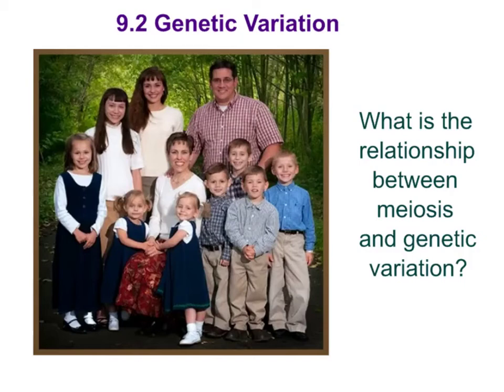Hello, class. Now that you all know about mitosis and meiosis, remember, mitosis is just the regular cell reproduction cycle. Meiosis is a little bit different. In mitosis, we get two identical daughter cells. In meiosis, we get four unique individual daughter cells. We're going to now look at how that impacts what we see.